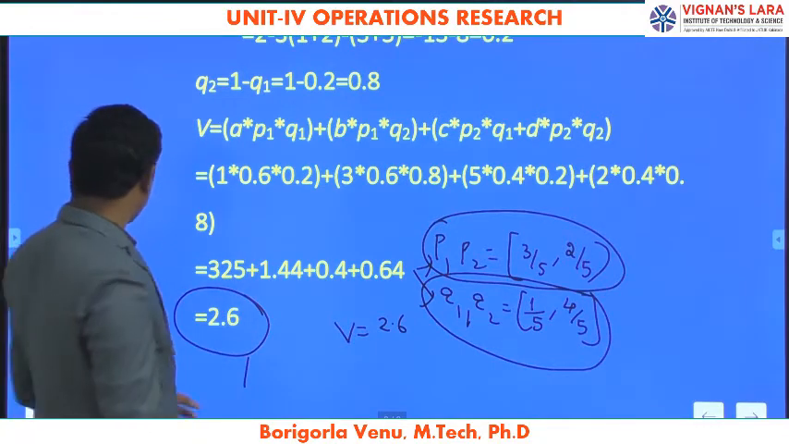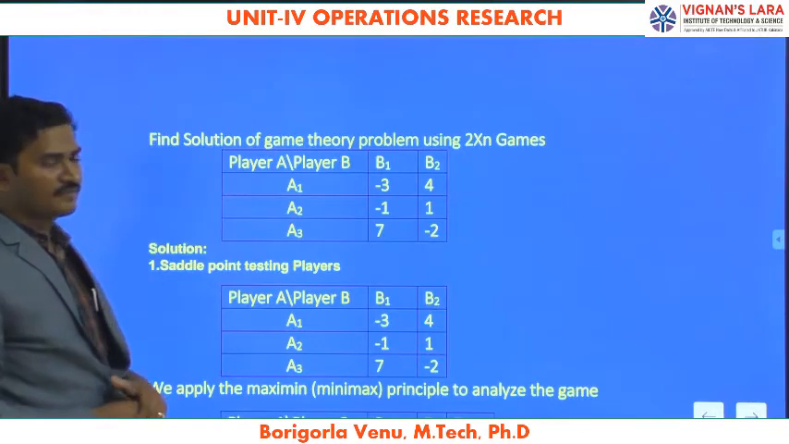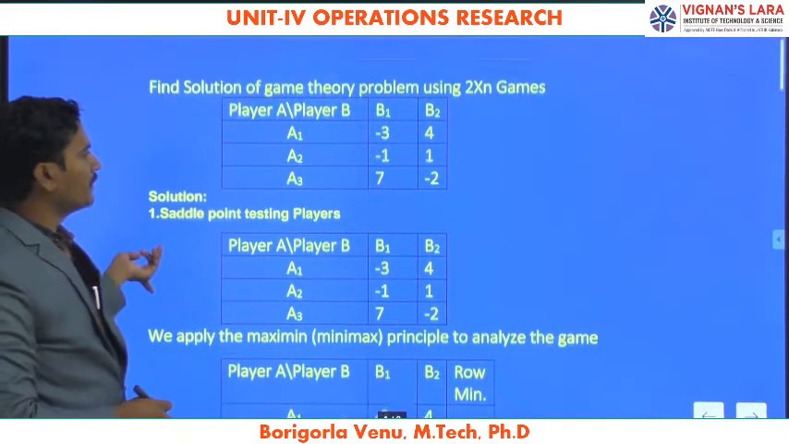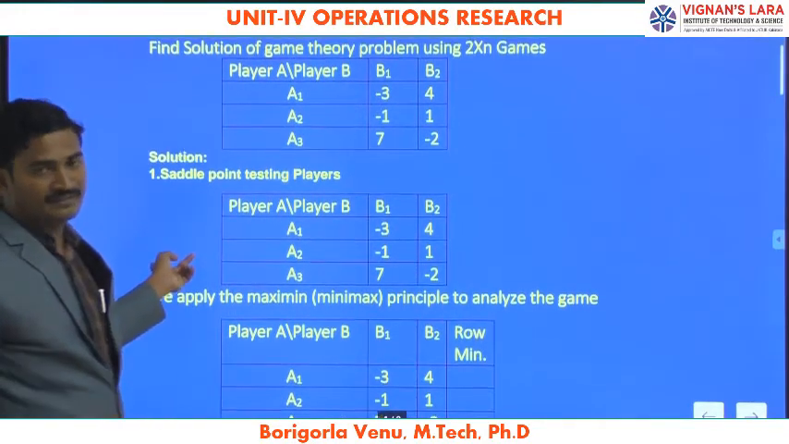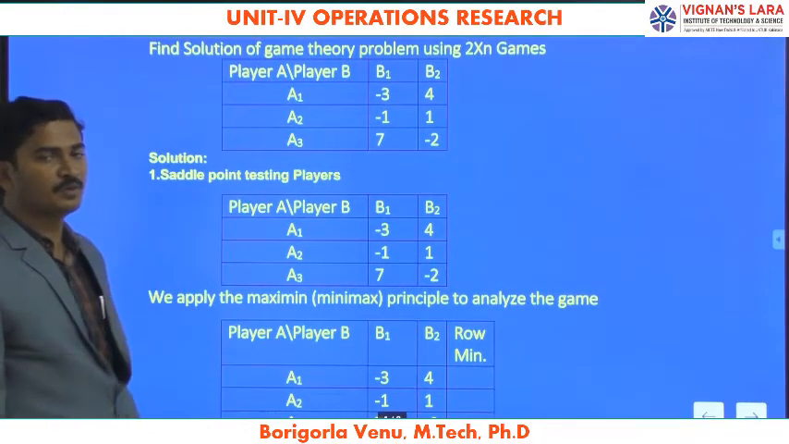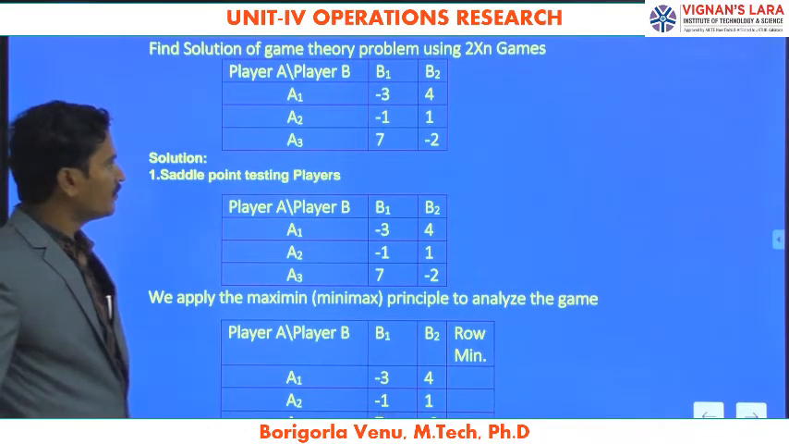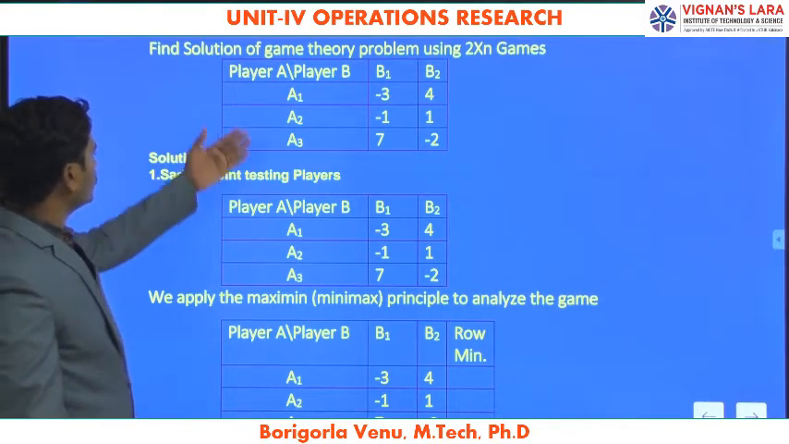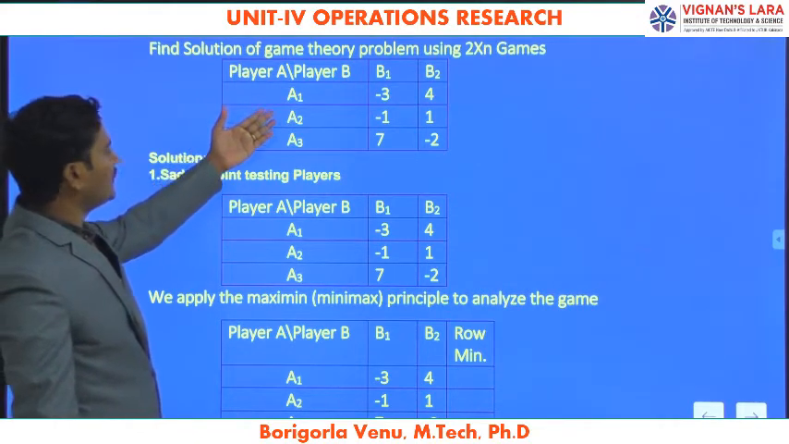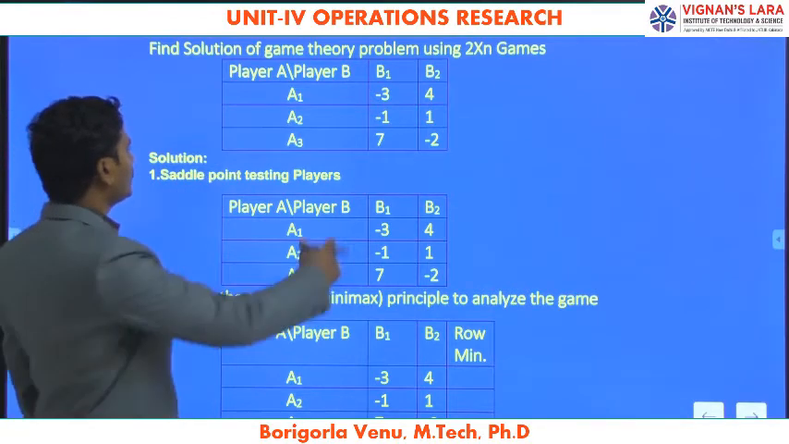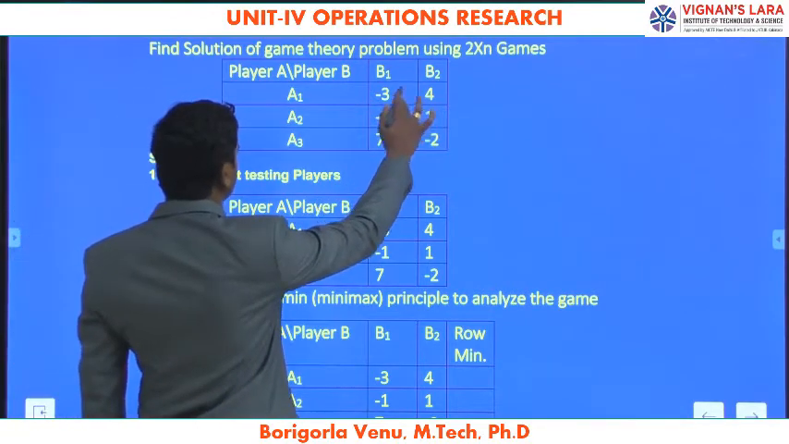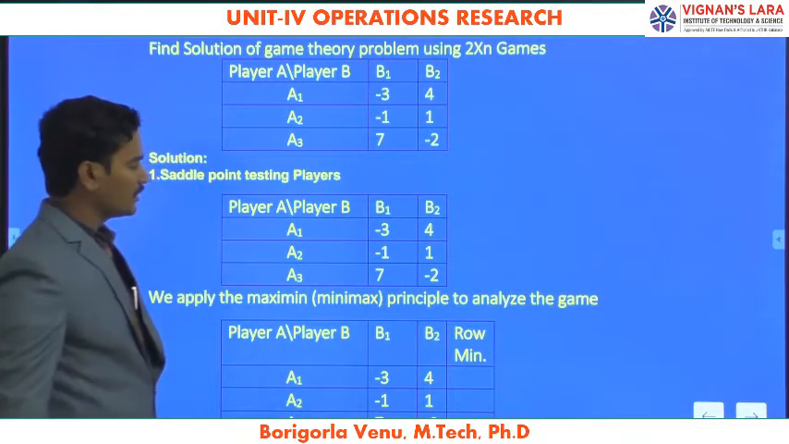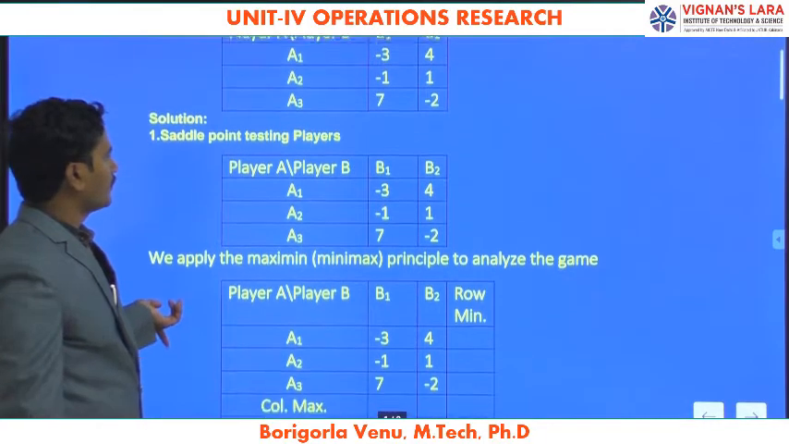Next we are coming to another example. Find the solution of a game theory problem using 2 by n games. In previous cases we took 2 by 2 games. Now we are going to solve a 2 by n game. Here we have players A and B. Player A has 3 strategies and player B has two strategies, B1 and B2. So we are going to calculate this problem.